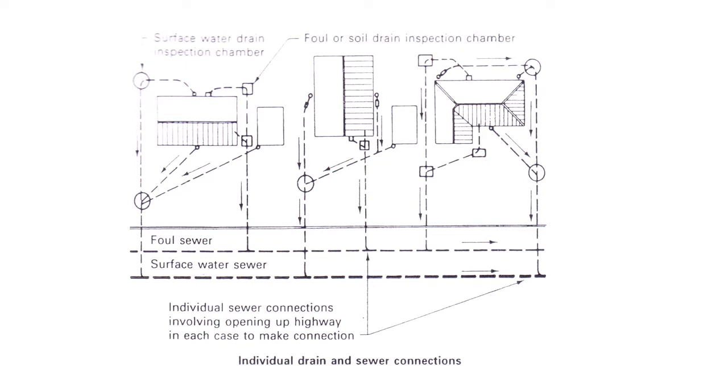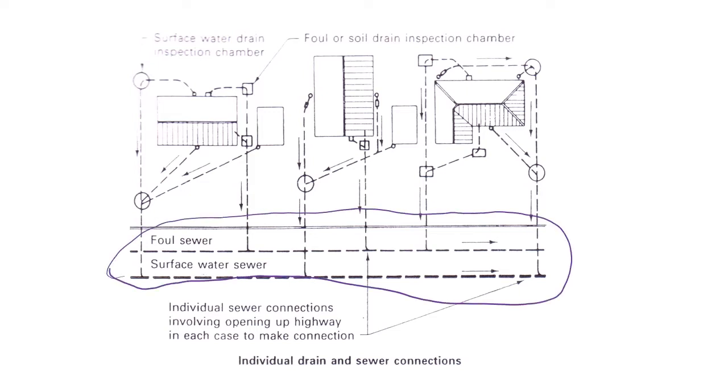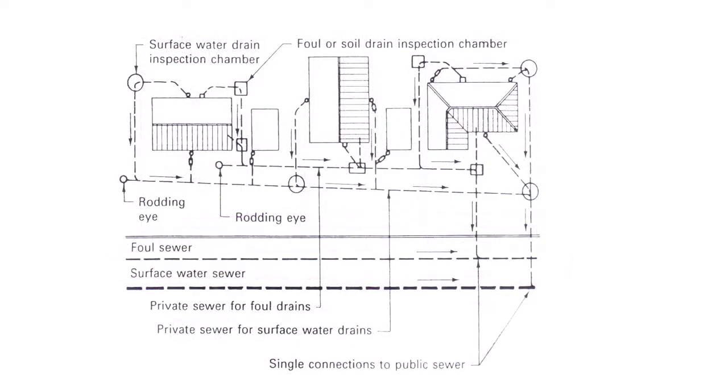Individual drain and sewer connection, maksudnya setiap bangunan ni akan connect terus pada public sewer, which is you see down here, fall sewer and surface water sewer. Jadi setiap bangunan ni akan individually connected kepada public sewer. However, for this one, ini adalah connection yang dia connect dulu kepada private sewer, which is this one lah.